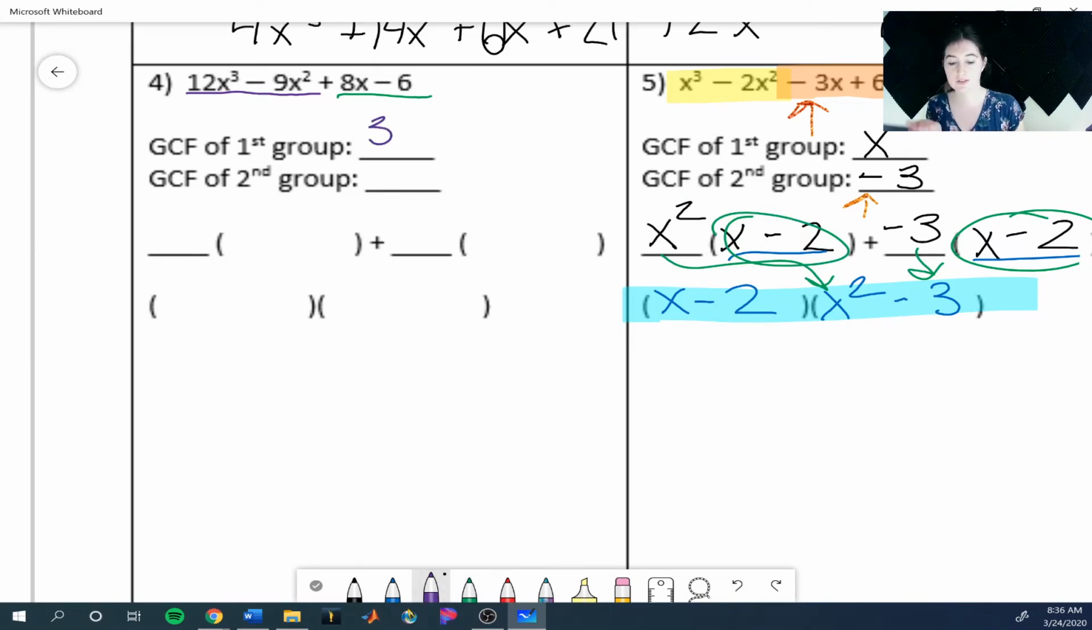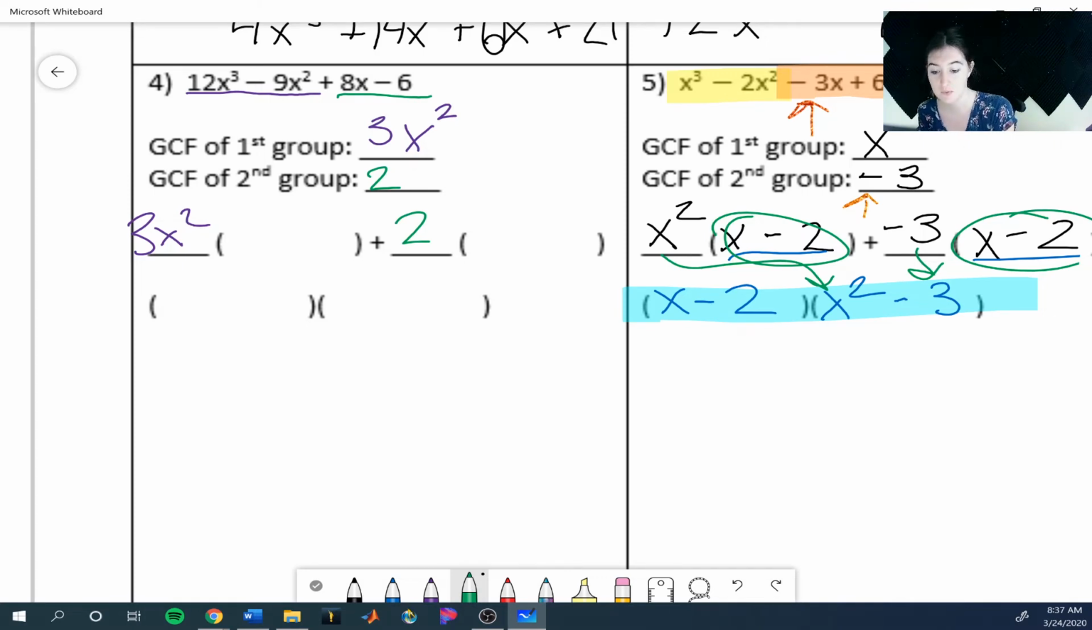And again, x cubed, x squared, what do they both have? X squared. And my other one, I have 8x and negative 6. What is their greatest common factor? 2. If you use Desmos, that's awesome. Nice job. I have x and no x, so what do they both have? Just 2. They don't share an x, so we have just 2. So that means I have 3x squared right here, and I have 2 right here.